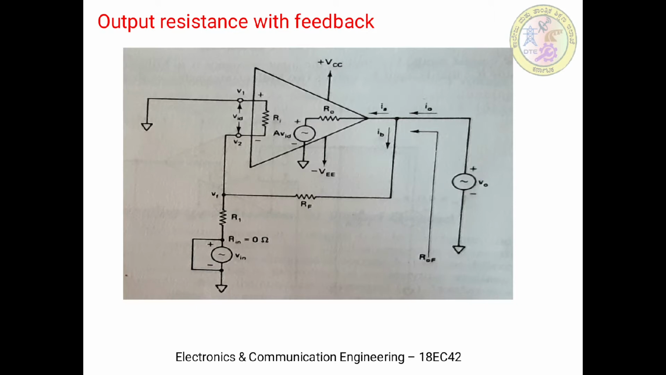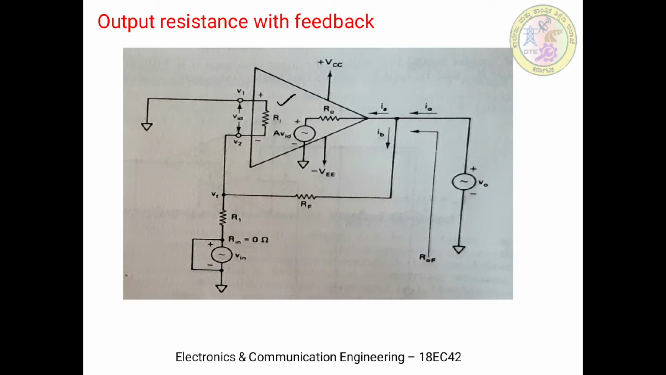Now in the circuit diagram, you can see the op-amp equivalent circuit, where Ri is the input resistance, A into VID is the source, and R0 is the output resistance. Therefore now we have to find, in the presence of feedback, the total output resistance and its expression.